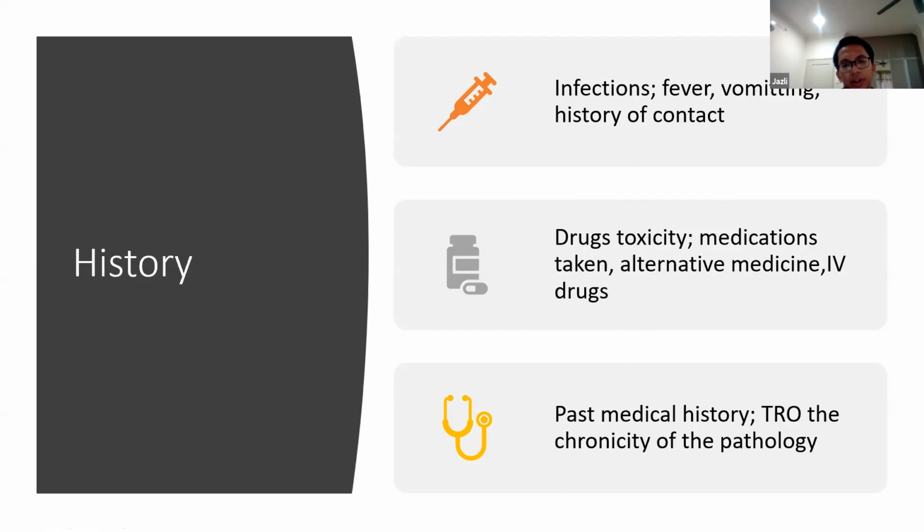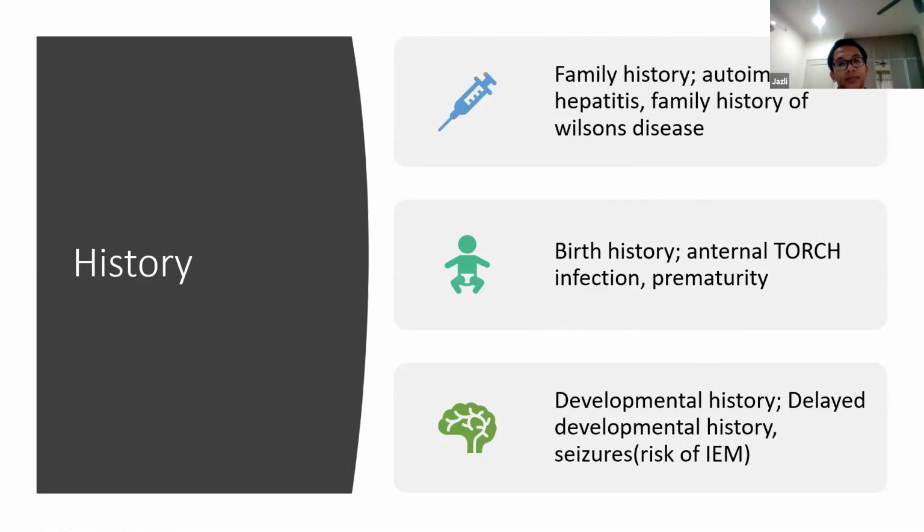For past medical history, we need to rule out the chronicity of the pathology. Why? Because it is one of the ways to differentiate whether it is acute liver failure or chronic liver failure. From that, we see if there is any family history that could suggest autoimmune hepatitis, type 1 or type 2, or family history of Wilson's disease, because there is a genetic predisposition in Wilson's disease. For birth history, we search for internal blood.